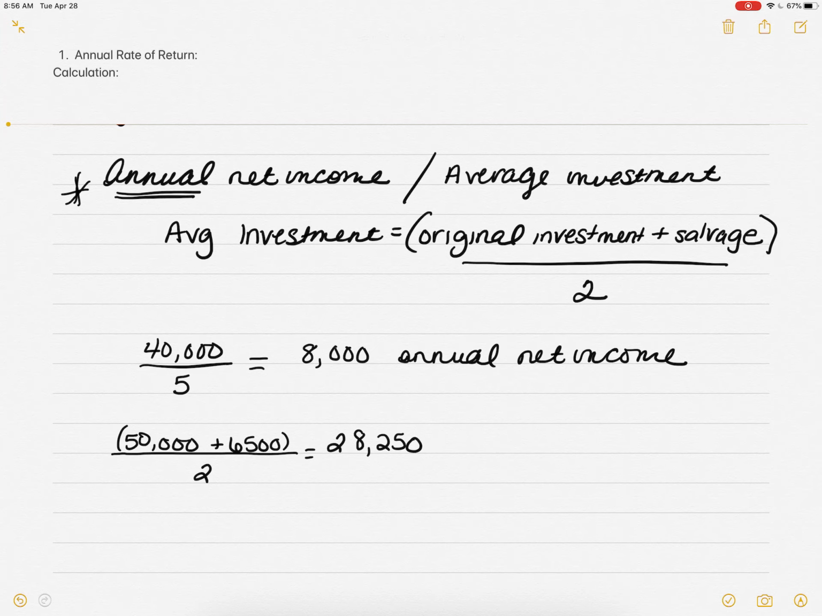And I take that annual net income of $8,000. I'm going to divide by my average investment to get that annual rate of return of 28%. They typically give you a minimum rate of return. Here that was 20%. As long as we are equal to or above, we would accept that project.